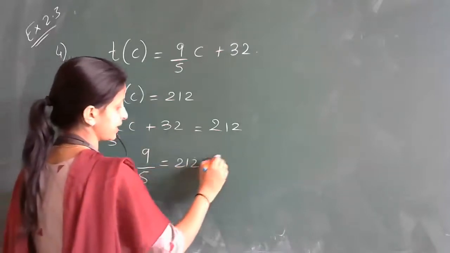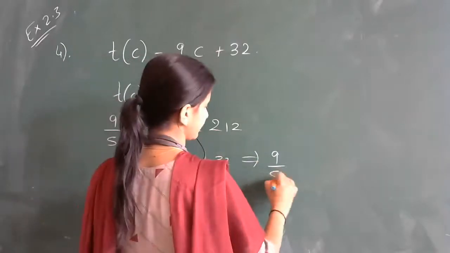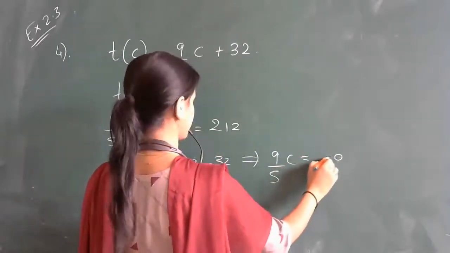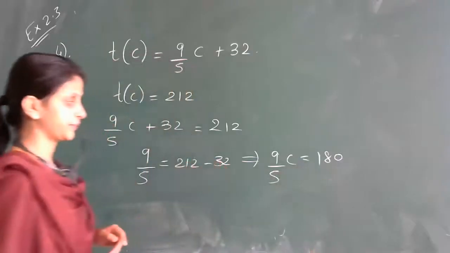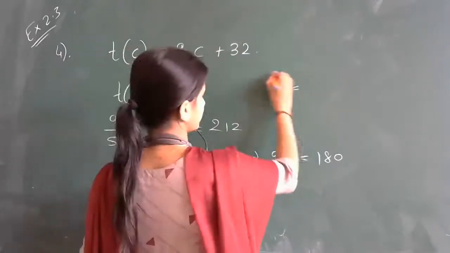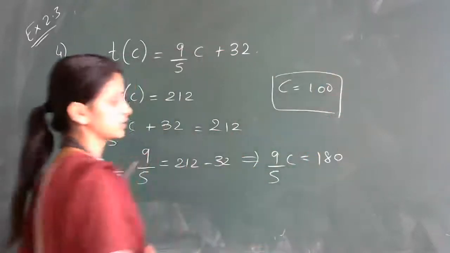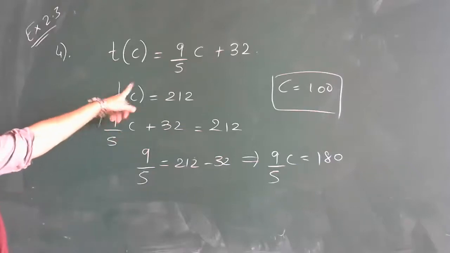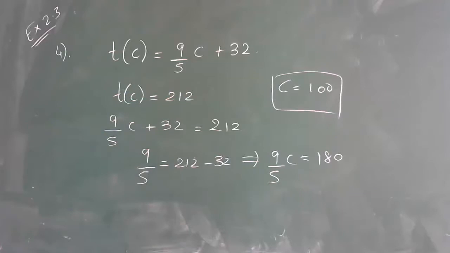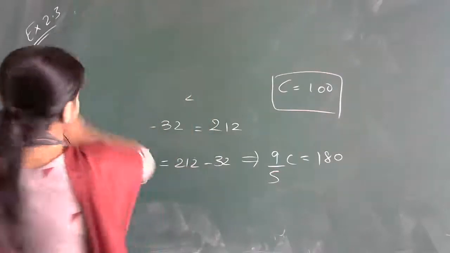See, 212 minus 32. So this implies 9 by 5c is equals to 180. So what will c be equal to? c will be equal to 100. Right, students? Very good. So we got the value of c, as we knew what t of c was. Again, it was an easy question, right? Yes. Coming to the last one, the fifth question.